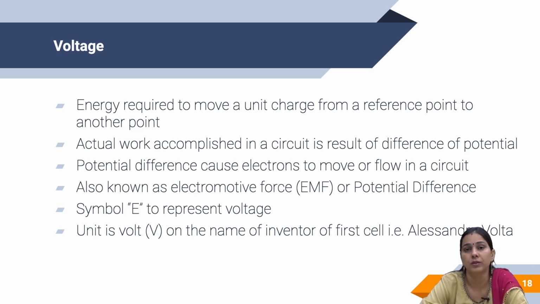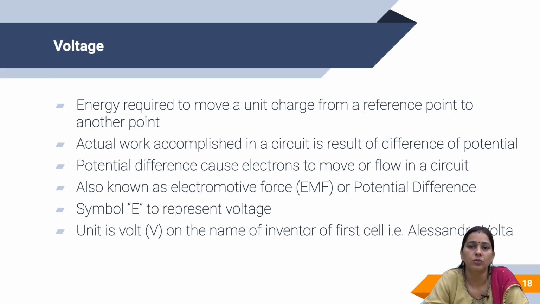the voltage. This voltage is also known as the electromotive force or the potential difference, because when one point is at higher potential and another point is at lower potential, the electrons flow from the higher potential to the lower potential point. So this difference results in the potential difference for electron flow, and the voltage results in the current. Generally, the symbol capital E is used to represent the voltage, or alternatively we can also use capital V.